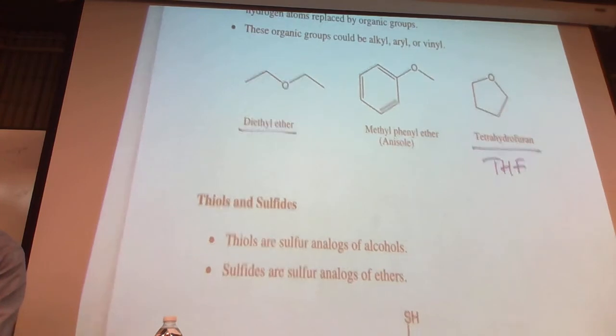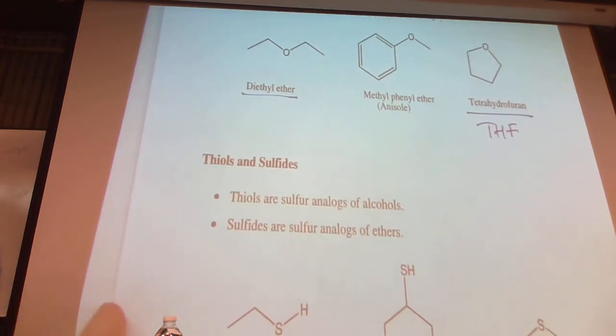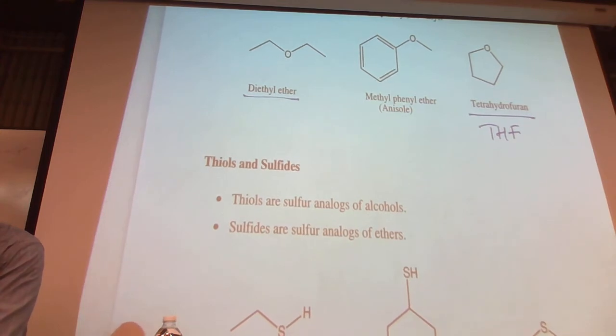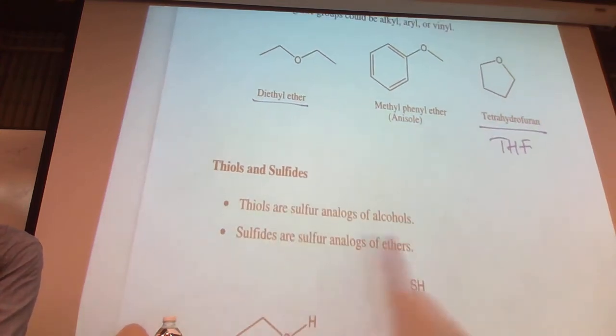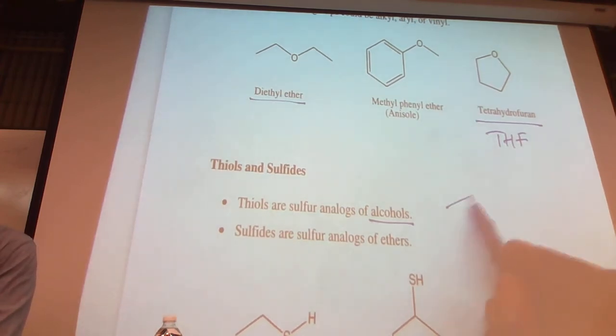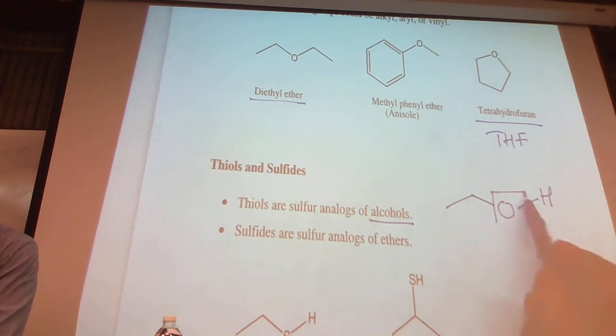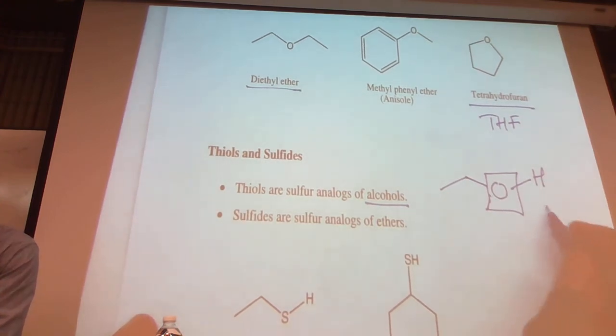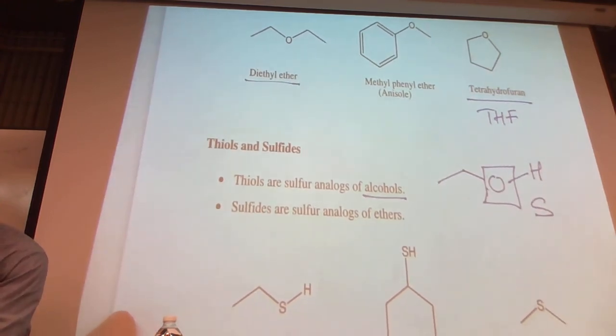But thiols and sulfides can be considered as analogs of alcohols. If you look at an alcohol, you have the alkyl group, and in this case, the oxygen that you have in the alcohol has been substituted with sulfur. So they are sulfur analogs of alcohols.